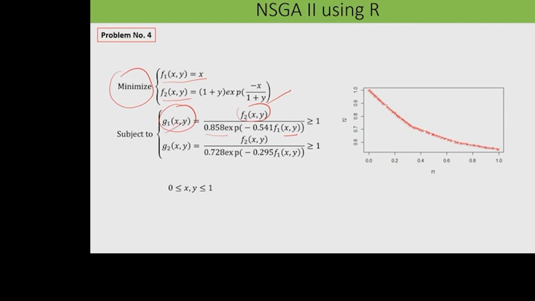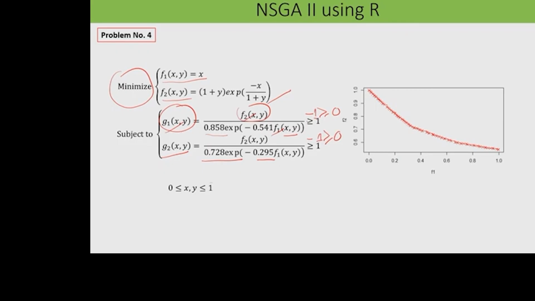So, to calculate constraint 1, I have to calculate f2 and f1 first, and it is of greater than equal to type. Similarly, the second constraint z2 is f2 divided by 0.728 exp(-0.295 f1), and it is also of greater than equality type. So, what I will do is convert it: I will put minus 1 and then greater than equal to 0, and for the other one also minus 1 greater than equal to 0.